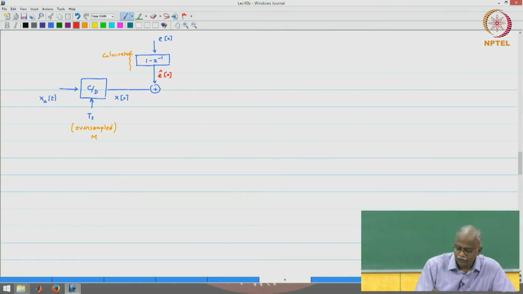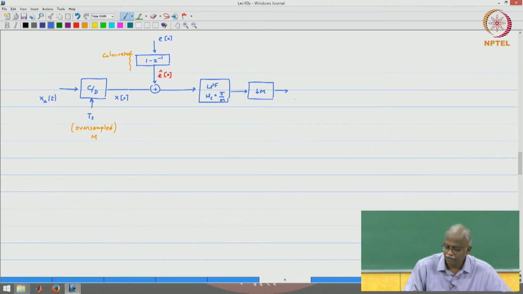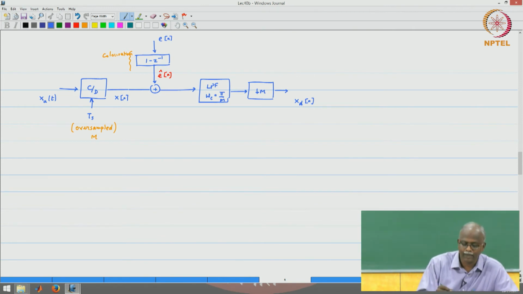So we will call this E hat of n. Now, these two get added together and it passes on, and then eventually will go through a low pass filter with cutoff omega c equal to pi over M, then downsample by a factor of M, and that will be our output x_d of n. Okay, sort of a simplified diagram, but it is very helpful to visualize what is happening.